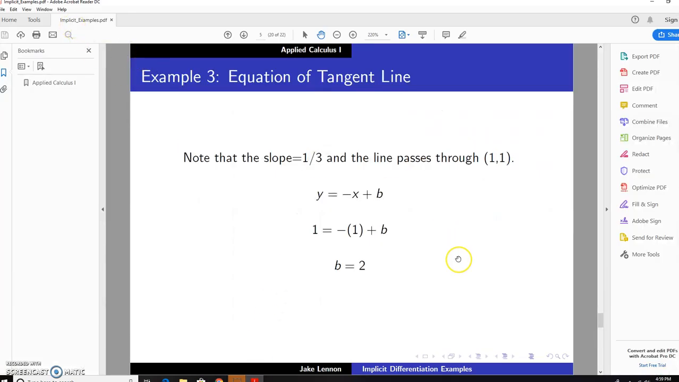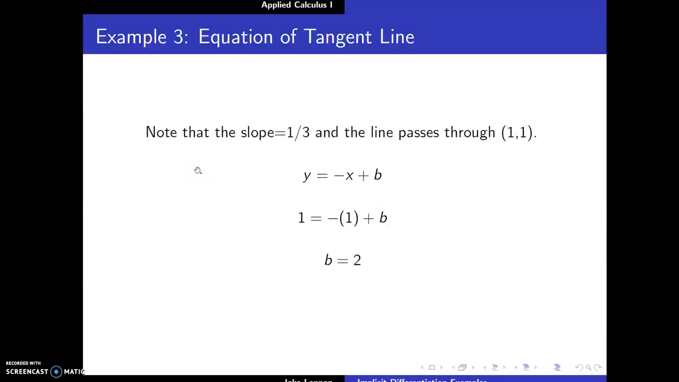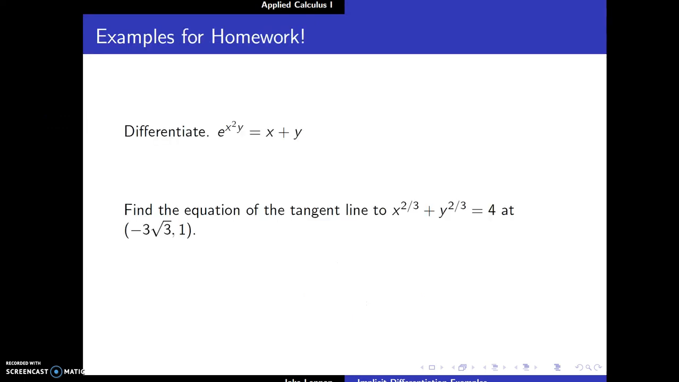All right, so let's go ahead and view this in full screen again. So full screen mode. And okay, so that's our tangent line, y equals minus x plus 2 that we just saw. Okay, so I have 2 problems for you to practice for homework. The first one is just find the value of y prime, differentiate. So we have e raised to the x squared times y. So basically you have a chain rule. You're going to want to think of the inside function as x squared y, and the outside function is e to the t. And then your inside function x squared y also has a product rule. The right-hand side is pretty straightforward. The derivative of the right-hand side is just 1 plus y prime. So the left-hand side is the tricky bit.